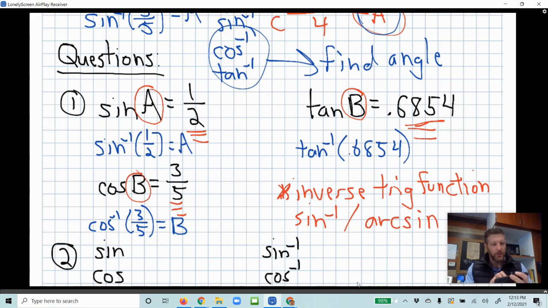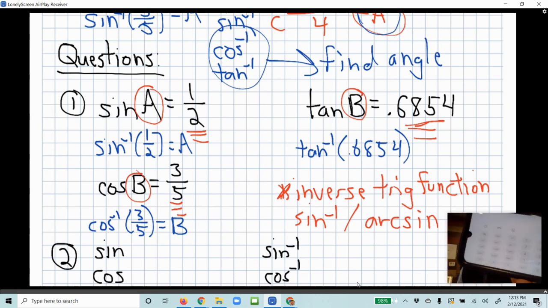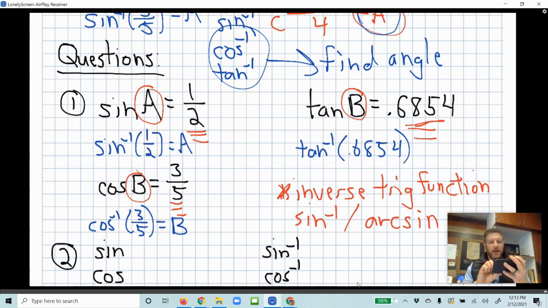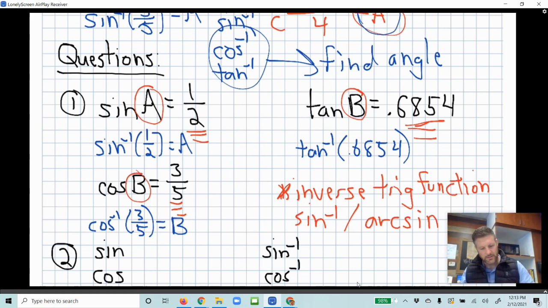I'll calculate each one. So shift, inverse sine. Again, I make sure I'm using the sine button with a -1 on top. And then I just write in 0.5, unless your calculator takes fractions. So we've got inverse sine of 0.5. Again, mine says a sine. Then I hit equals, 30, because the inverse sine of 1/2 is exactly 30 degrees. So in this case, we get 30 degrees.